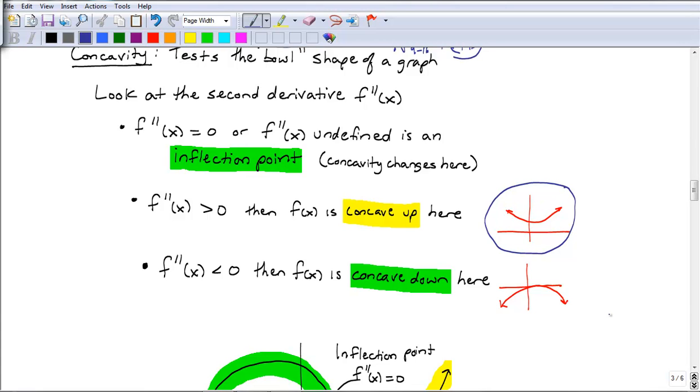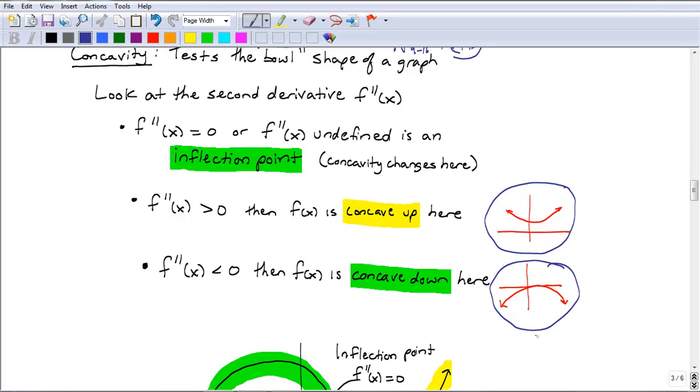If the first derivative is negative, the function is decreasing. If the second derivative is negative, the function is concave down. And notice concave down is a bowl pointing downward. So if you put water in it, it would fall out. So this is very analogous to the first derivative.